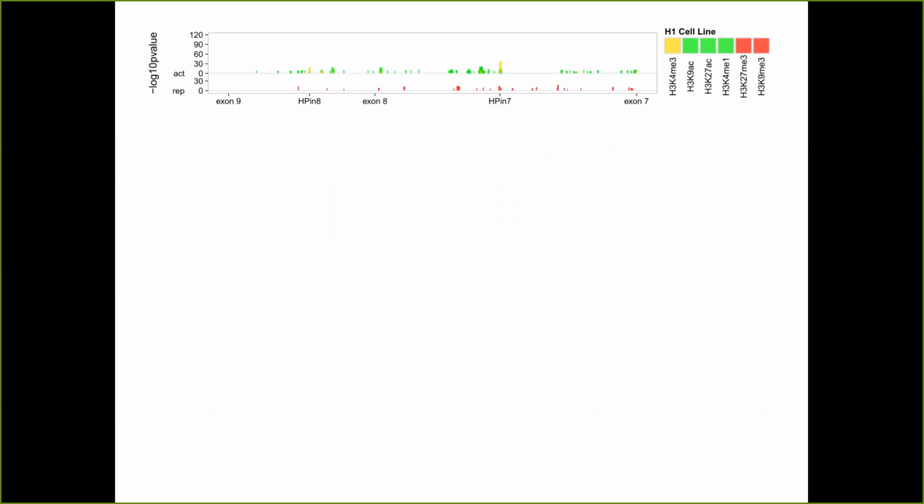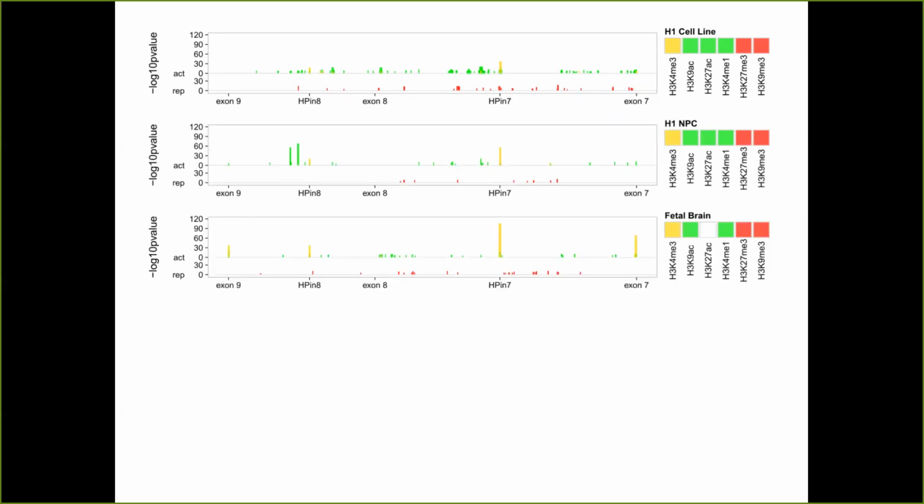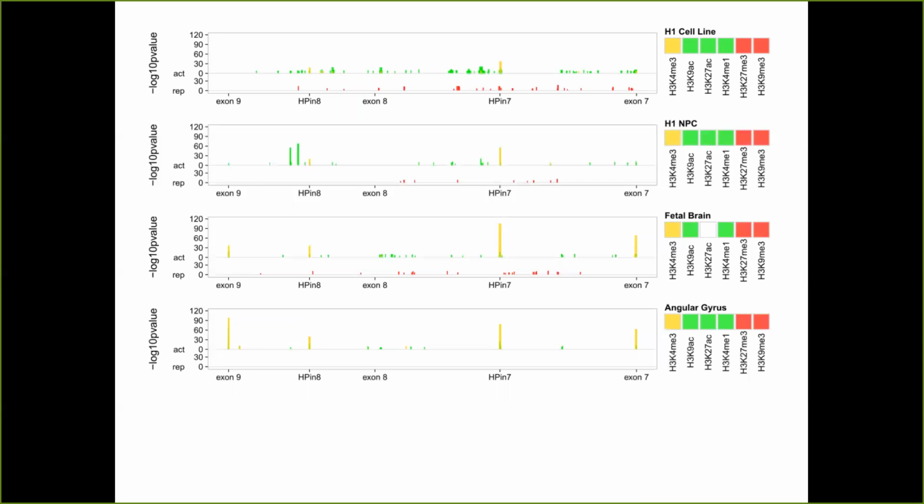One part of the research that I would like to emphasize at this point, that I think is very interesting for the audience, is the following. We studied 6 histone modification markers across 4 points of the development of the individual: from stem cell, which is the first line, to neuroprogenitor cells, so the point where the cell starts to become a neuron, then fetal brain, and adult brain.